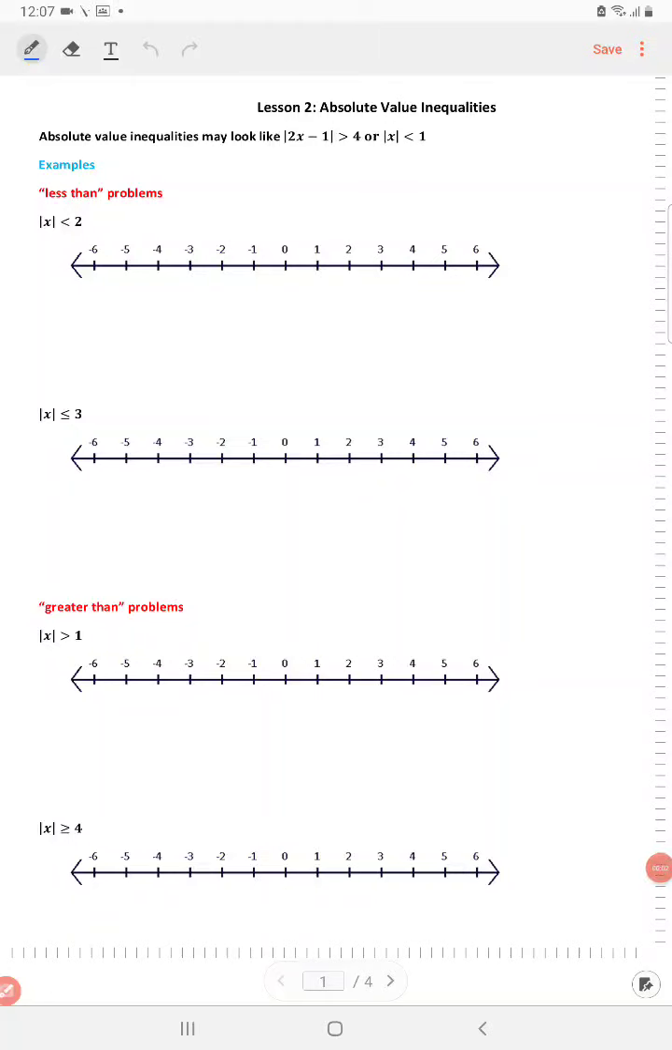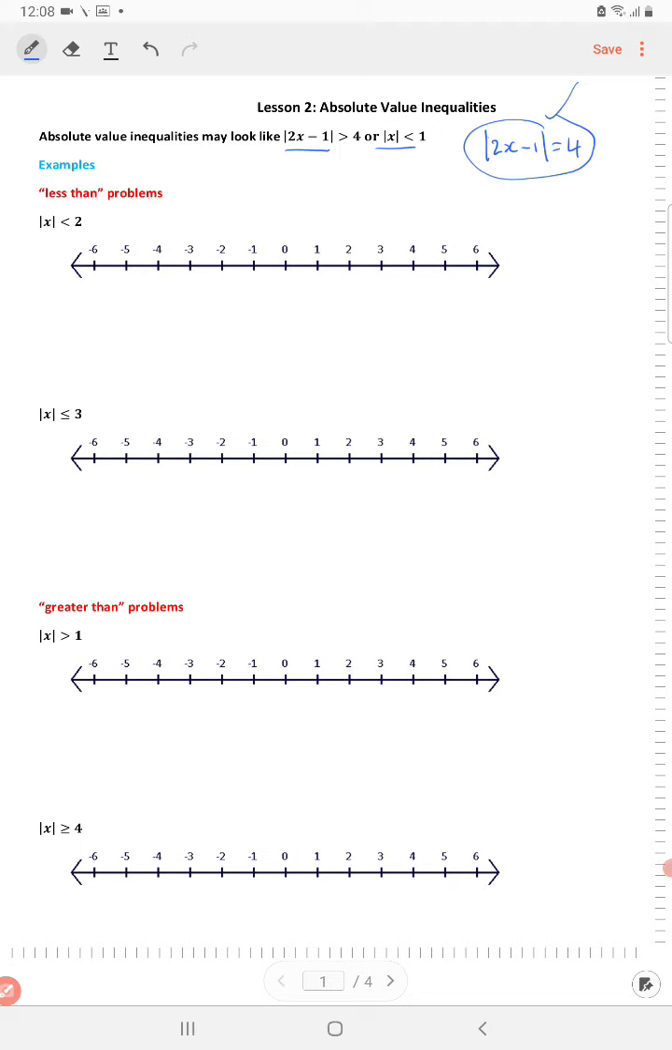In this video, we're going to talk about absolute value inequalities. They look very similar to absolute value equations actually. For example, we could have |2x - 1| = 4, and we already solved this kind of equation in the last lesson. But in this lesson we'll learn how to solve the inequalities.